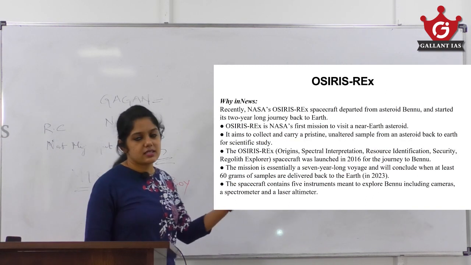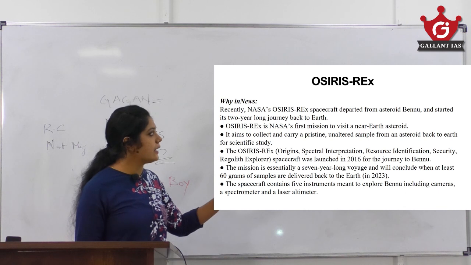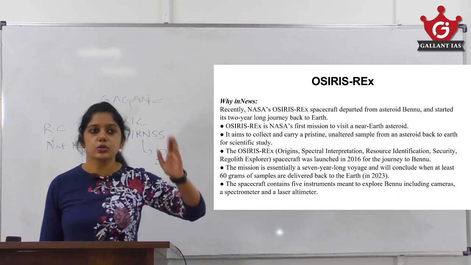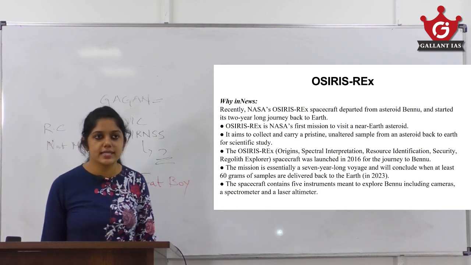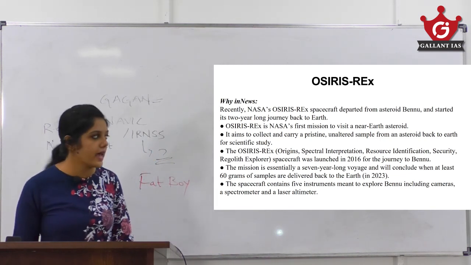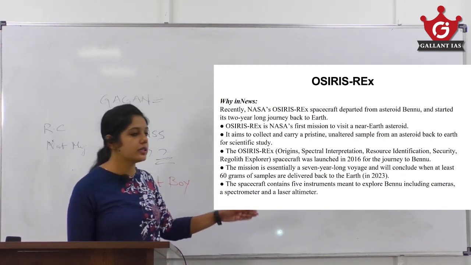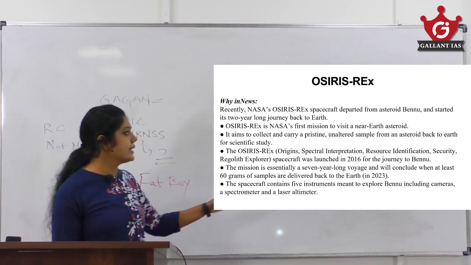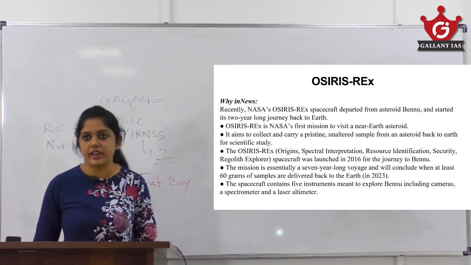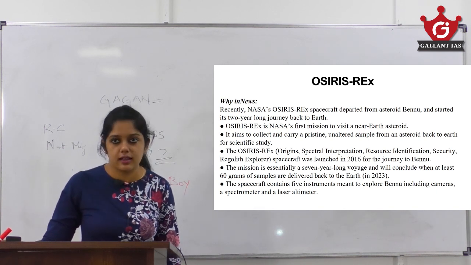Moving on further, OSIRIS-REx. This was in the news for the last 2-3 years. It is a NASA spacecraft that has departed from asteroid Bennu. It was aimed at studying asteroid Bennu. What is Bennu? It is an asteroid. OSIRIS-REx is NASA's first mission to study a near-Earth asteroid. It aims to collect and carry a pristine, unaltered sample from an asteroid back to Earth for scientific study. The mission is essentially a 7-year voyage, and the sample will be delivered back in 2023. So which asteroid? Asteroid Bennu. Which agency? NASA. Fine, clear.